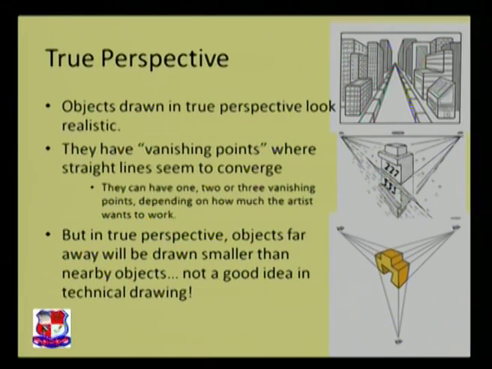In this type of perspective projection, a 2D model can also look like a 3D model. But in true perspective, objects far away are drawn smaller than nearby objects, and that's not a good idea in any sort of technical drawing. Now let's see over here. This is the vanishing point, the ending point of our picture. Till this vanishing point, we are looking at the projections. You can see these straight lines collide with each other at this vanishing point.